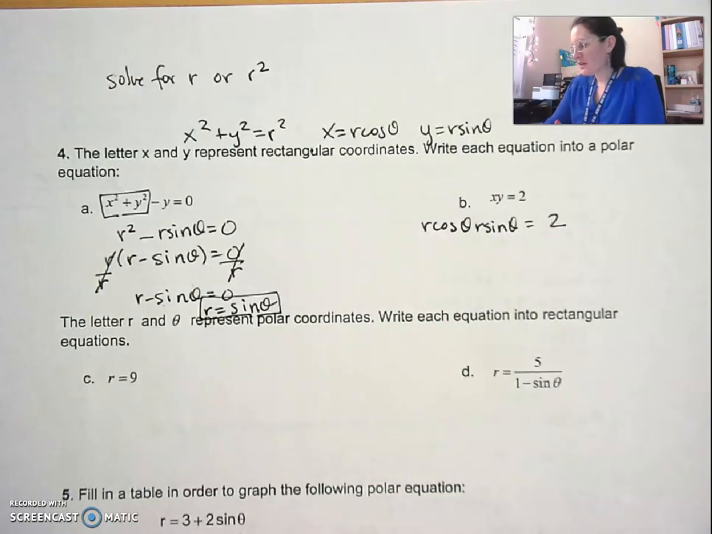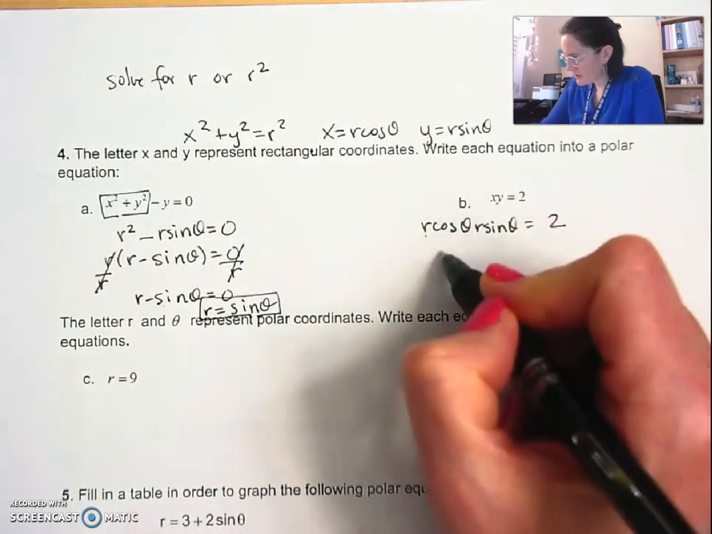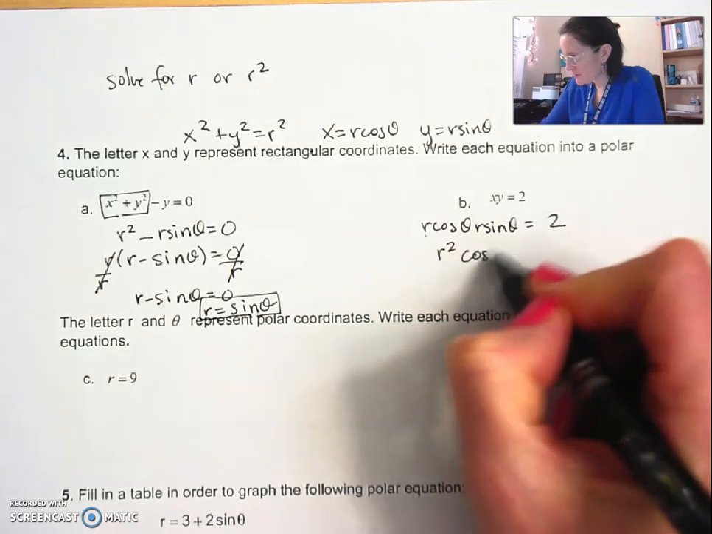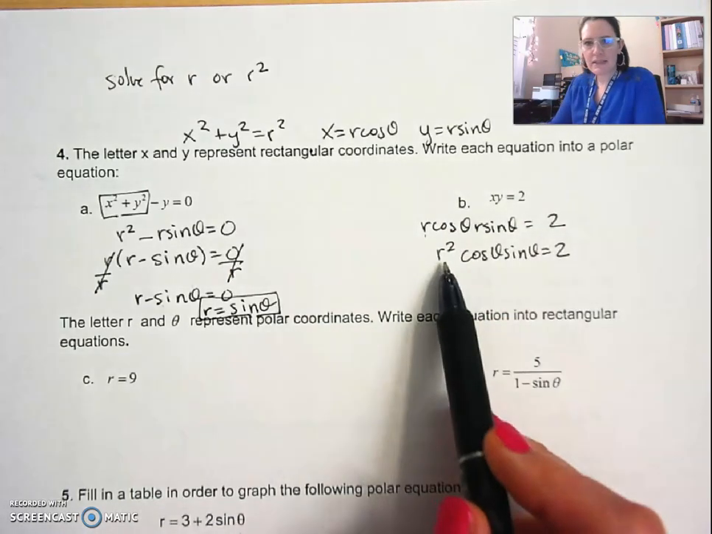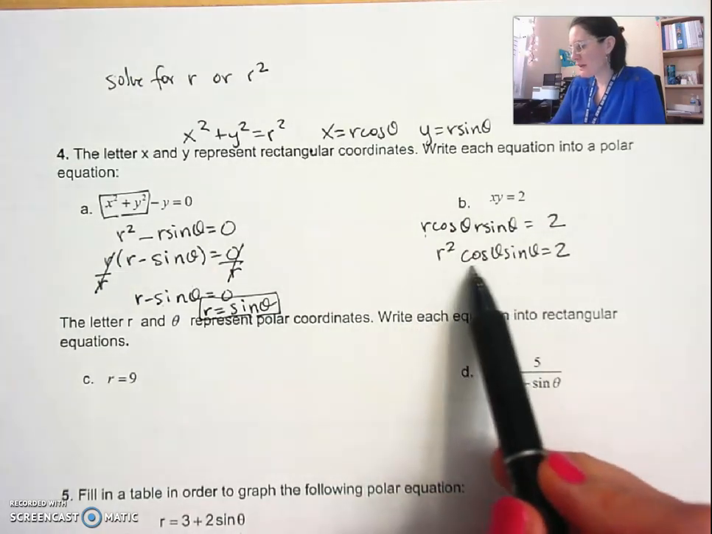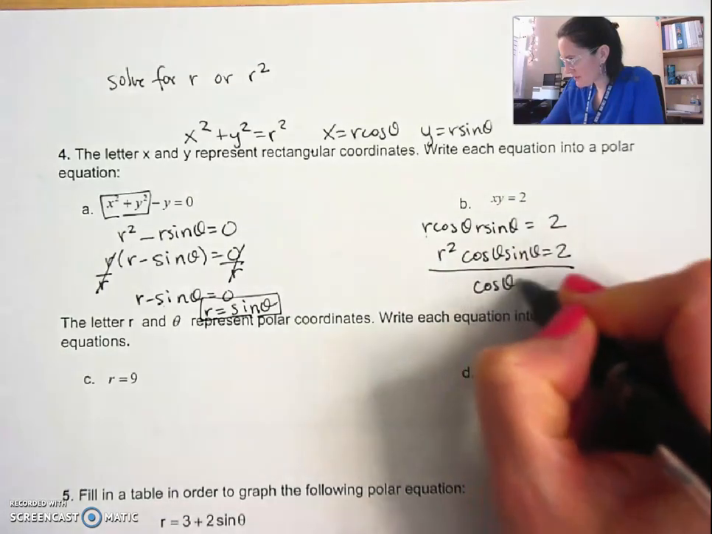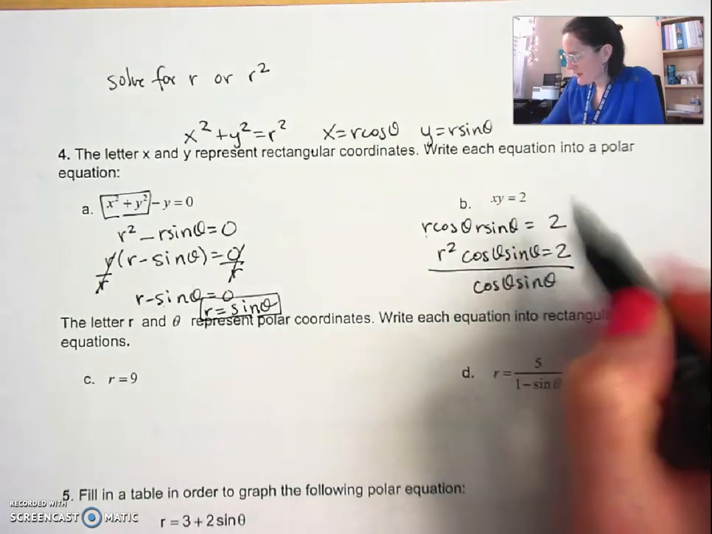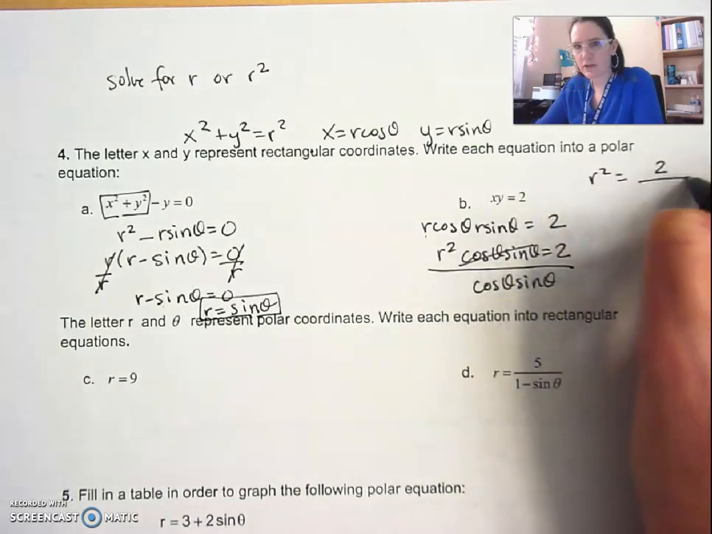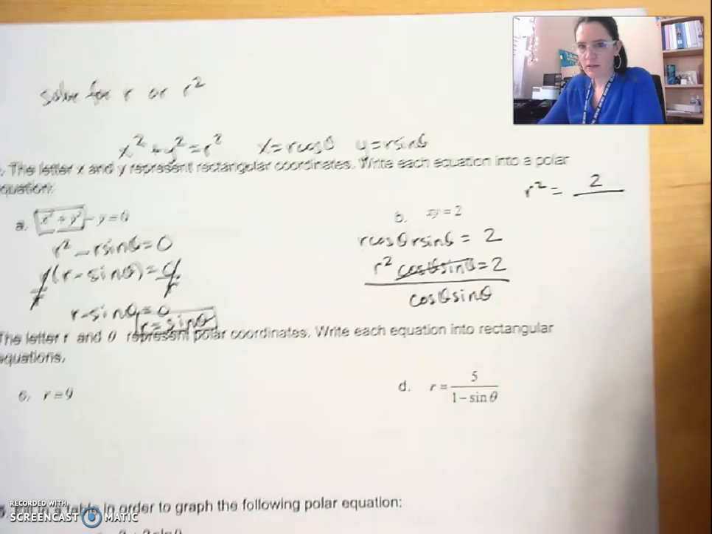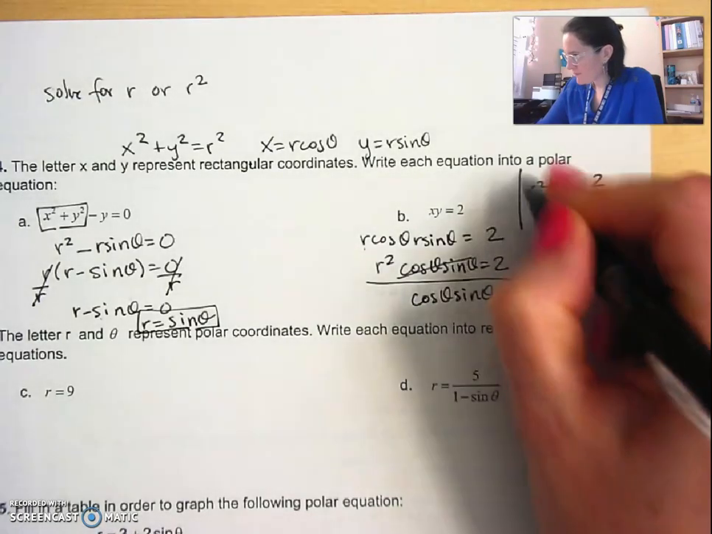So now remember, we're trying to get r or r squared by itself. So I have two r's here being multiplied. I'm going to combine those into r squared. And now I need to get that by itself. It's being multiplied by cosine sine. So I'm just going to divide both sides by that. And it cancels on the left, and on the right I'm left with 2 over cosine theta sine theta.